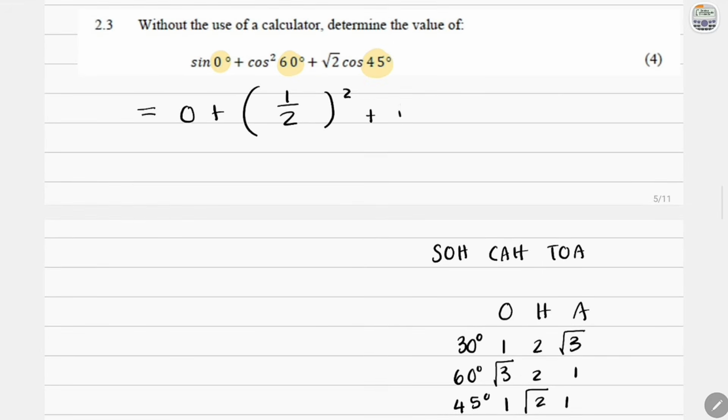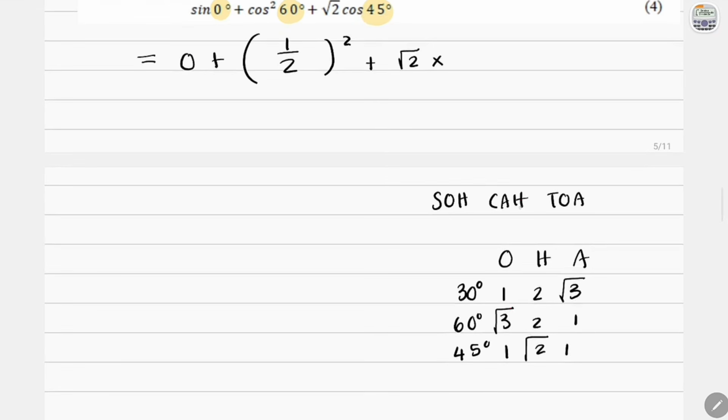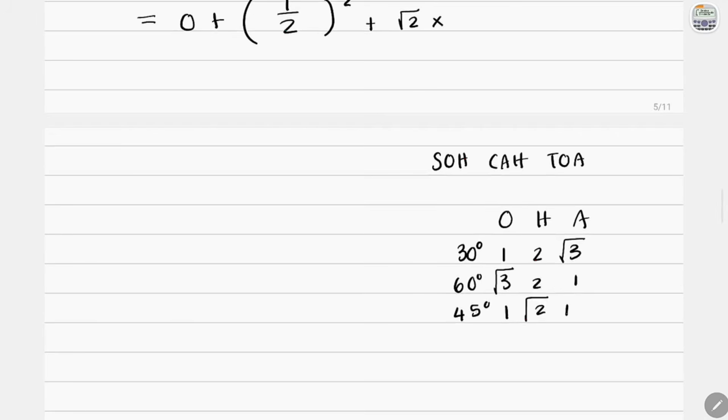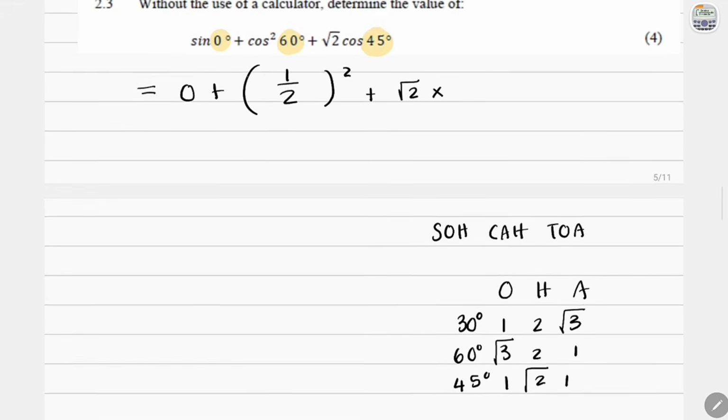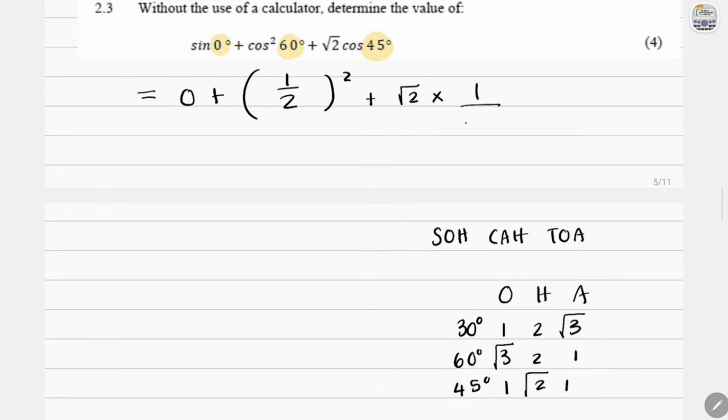And then plus, we have the square root of 2. And you see it's next to cos 45 degrees, so they are multiplying. And then cos 45 degrees, we know cos is adjacent over hypotenuse. So we go to the 45 degree row, and we're going to take the adjacent side, which is 1, over the hypotenuse, which is square root 2. So that is 1 over root 2. And this would be strictly without using a calculator.